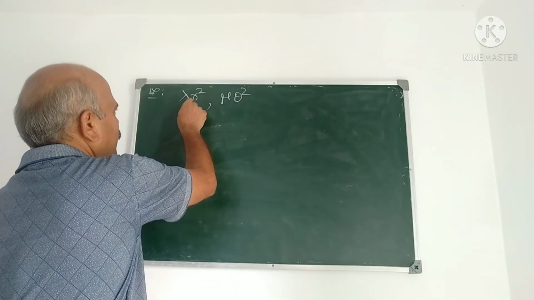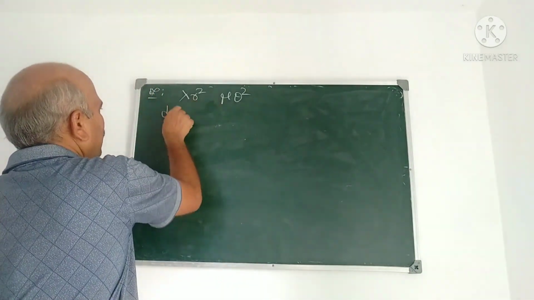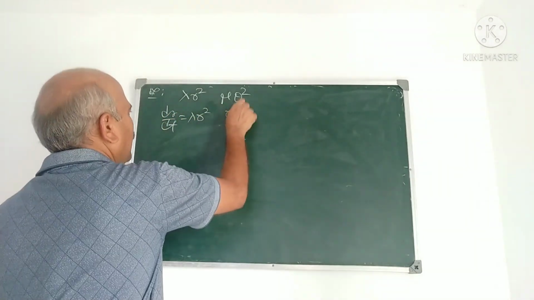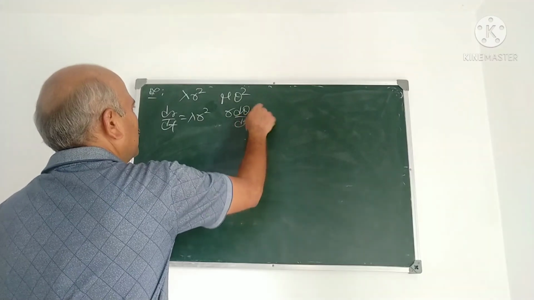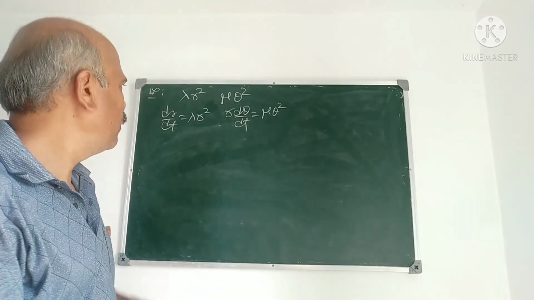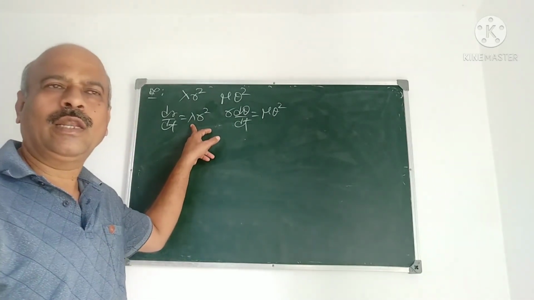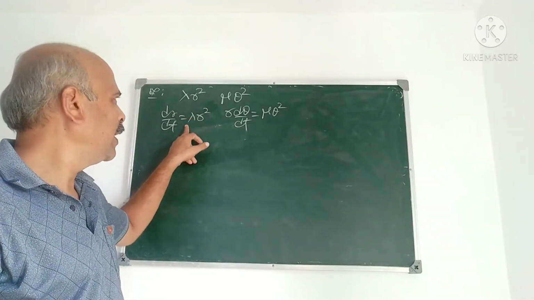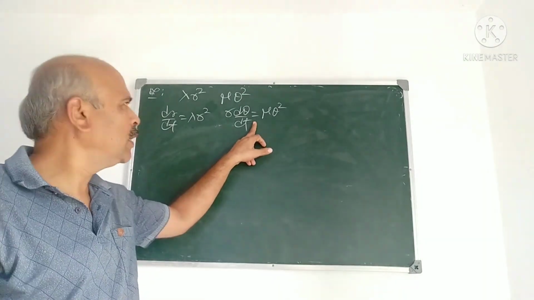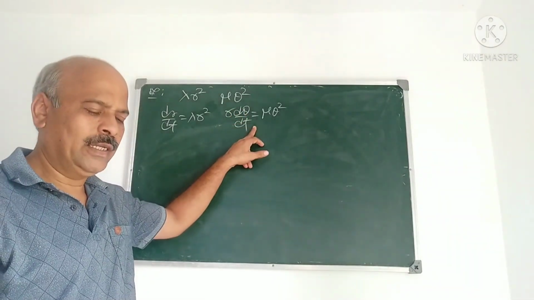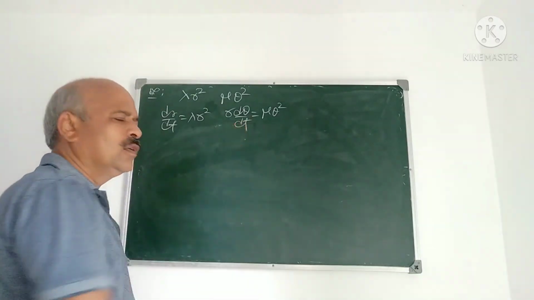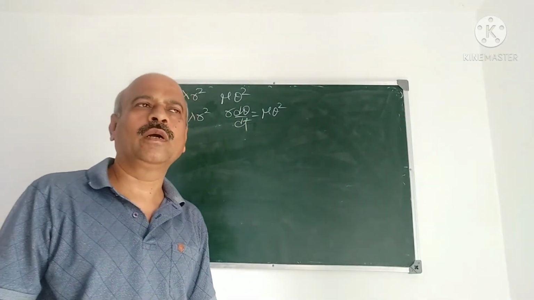See, the solution is like this. Given dr by dt is lambda r square, and r d theta by dt is mu theta square. Because you know that velocity along the radius vector means dr by dt, and the transverse velocity, perpendicular to the radius vector, is r d theta by dt. These two are given. Now you have to find the equation for the curve.